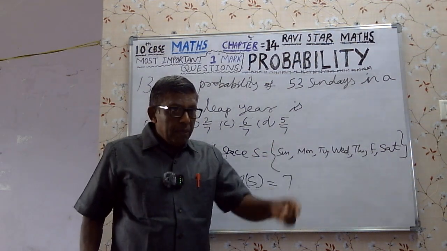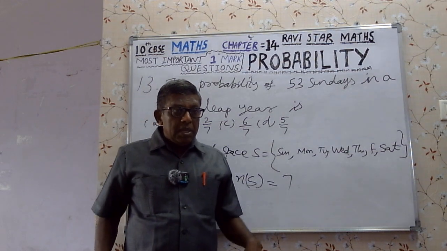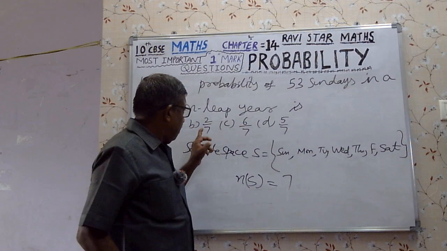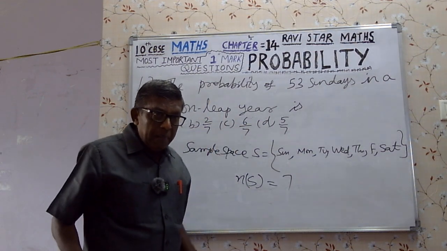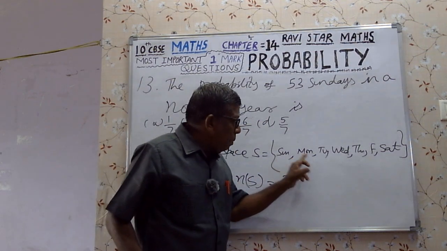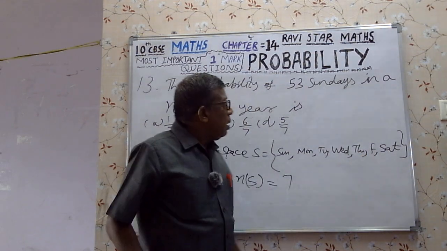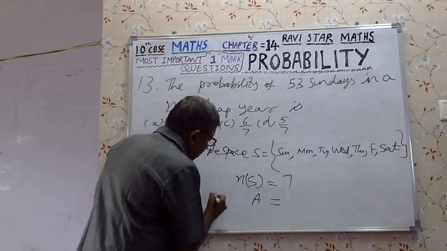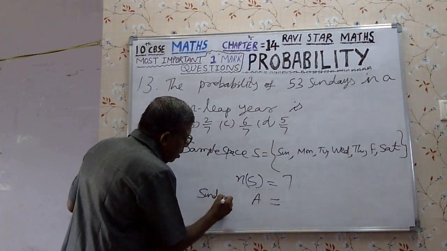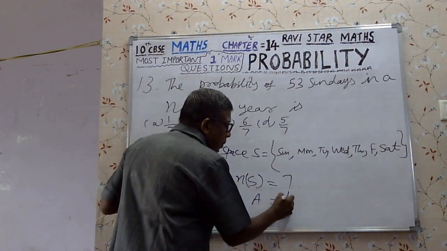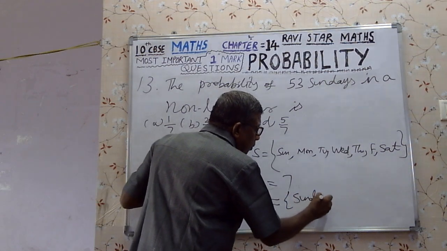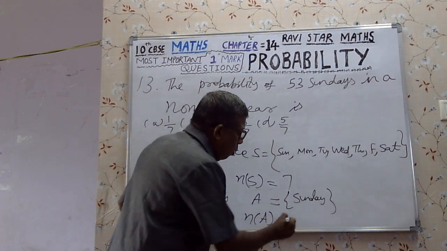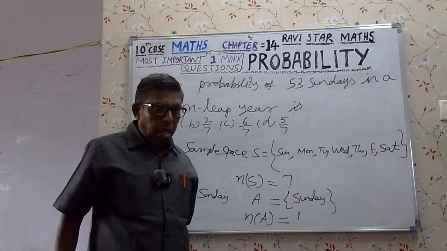53 Sundays. In 52 weeks, all the weeks have 52 Sundays. Now only 1 day is remaining. That 1 day could be Sunday, Monday, Tuesday, Wednesday, Thursday, Friday, Saturday. But we want Sunday. The event is A, Sunday. Therefore, N of A is equal to 1.